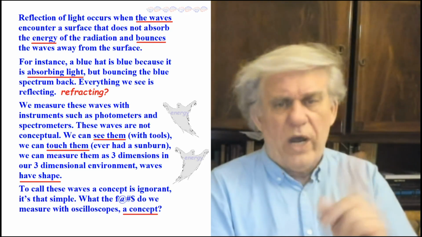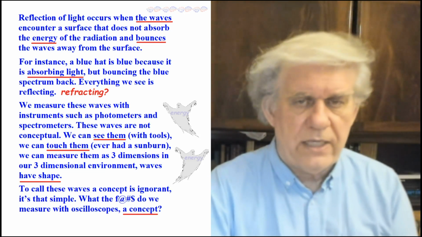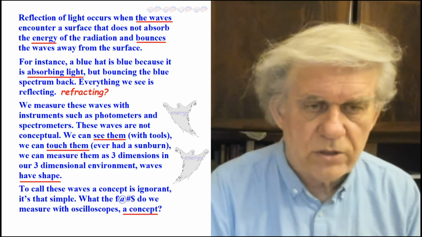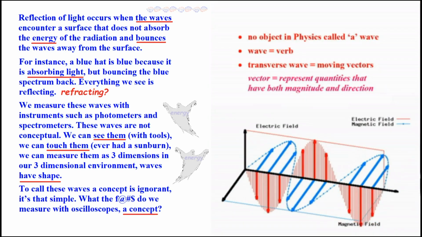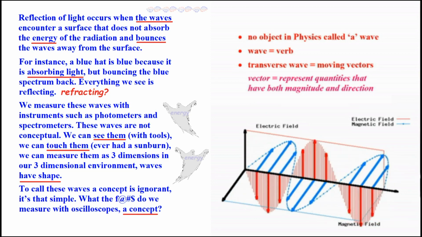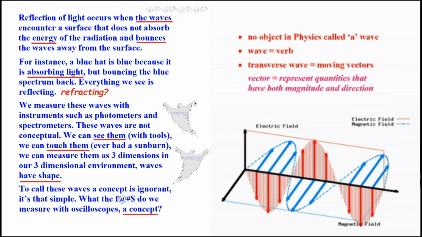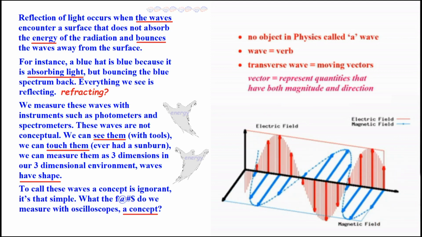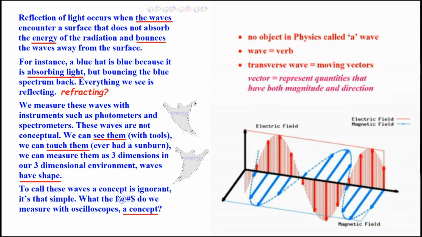See, you're talking about a what. And if you're going to talk about a what, you got to define what a what is. What is a what? And we're talking about an object. And this is what an object is. An object is that which has shape. Okay? And here you see there's no object in science, or physics, called a wave. And a wave is equal to a verb. That's what a wave is. Transverse wave is moving vectors. So you can't use the word wave. You got to know what an object is. And here's the object. Okay?